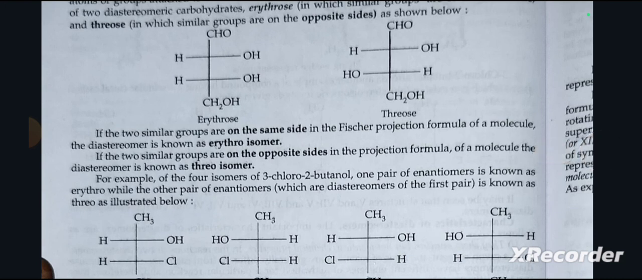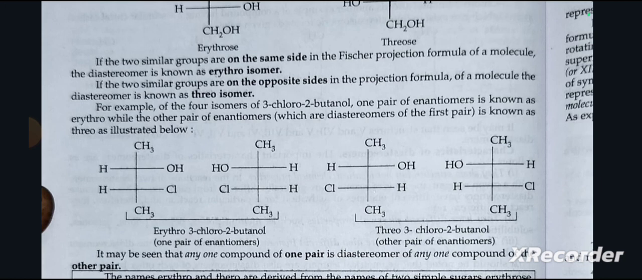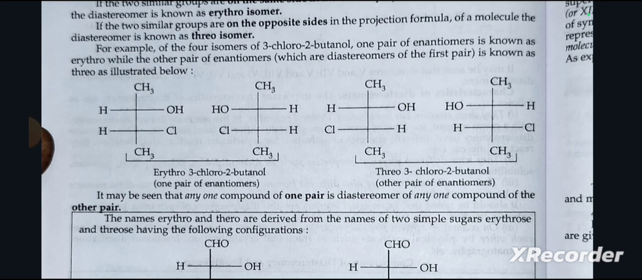Erythrose, threose. If the two similar groups are on the same side in the Fischer projection formula of a molecule, the diastereomer is known as the erythro isomer. If the two similar groups are on the opposite sides in the projection formula of a molecule, the diastereomer is known as the threo isomer. For example, of the four isomers of 3-chloro-2-butanol, one pair of enantiomers is known as erythro, while the other pair of enantiomers, which are diastereomers of the first pair, is known as threo, as illustrated below.